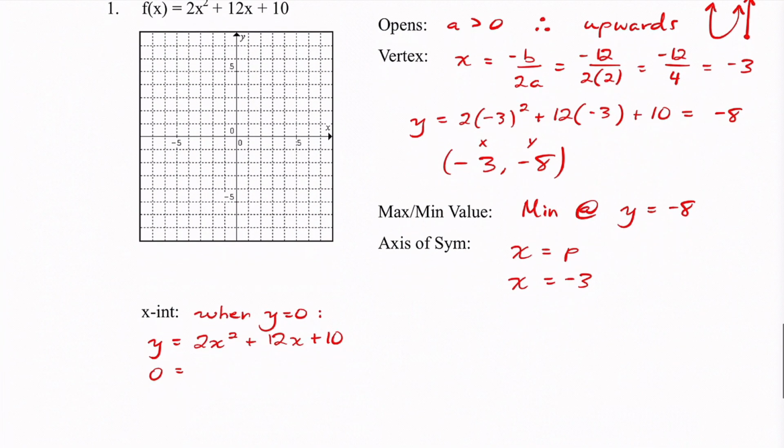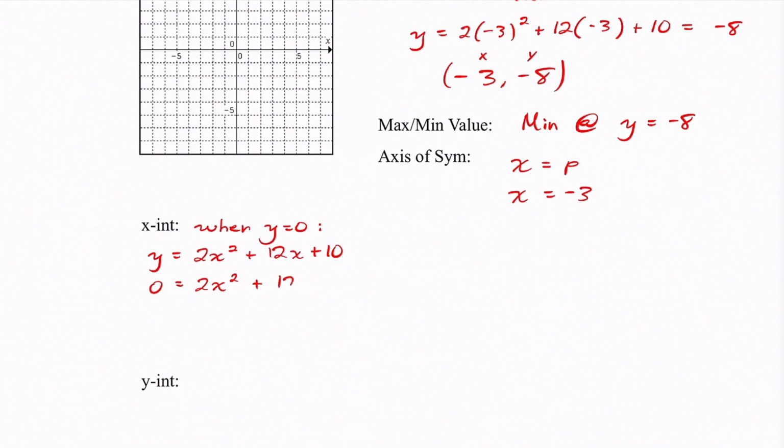So I got 2x squared plus 12x plus 10. And then to solve this, we're going to try to factor this and then set each factor to 0. So first thing I can do though, I can divide everything by a 2. So every single term, all of these will get divided by 2. And that'll leave me with x squared plus 6x plus 5.